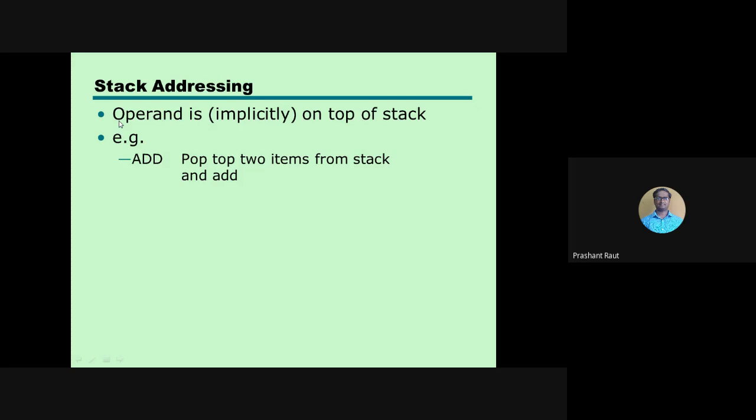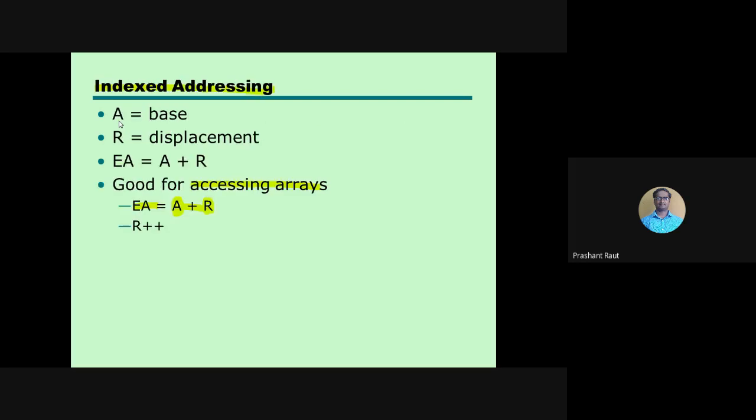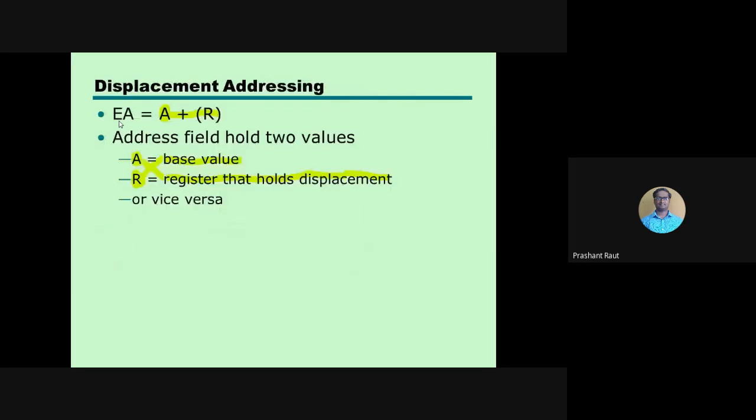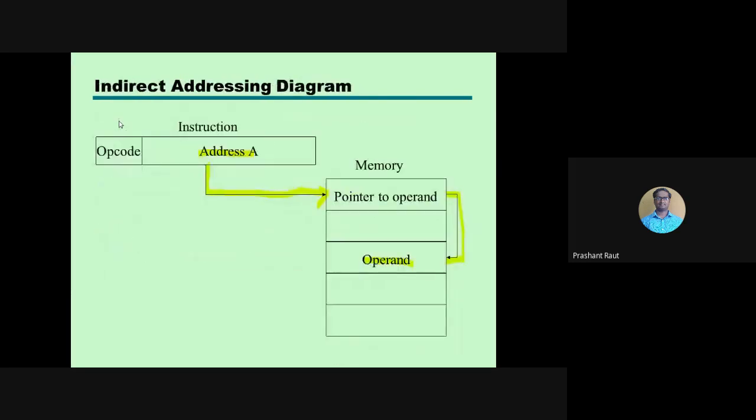So you can directly say push. Don't mention any operand address. Automatically, whatever the content of the accumulator is, it will be pushed to the stack. So there is no need to mention the operand address, and this is called stack addressing. So these were the different addressing modes that we have gone through.